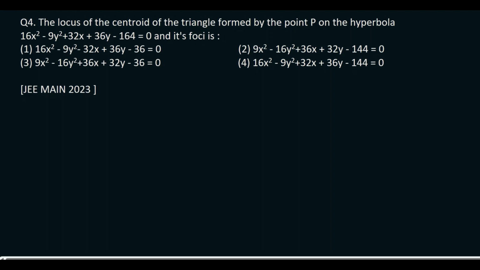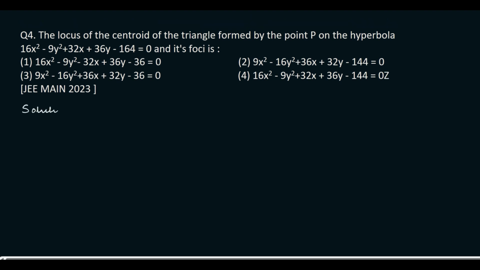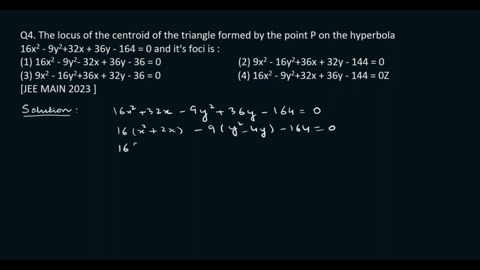So let's now go over to the next question, which says: the locus of the centroid of the triangle formed by any point P on the hyperbola given here and its foci is. This is from JEE Main 2023. First of all, we need to simplify the equation of the hyperbola given here to bring it to the form that we know. So we need to complete the squares, collecting the x terms together and y terms together, and then writing them in terms of perfect squares.